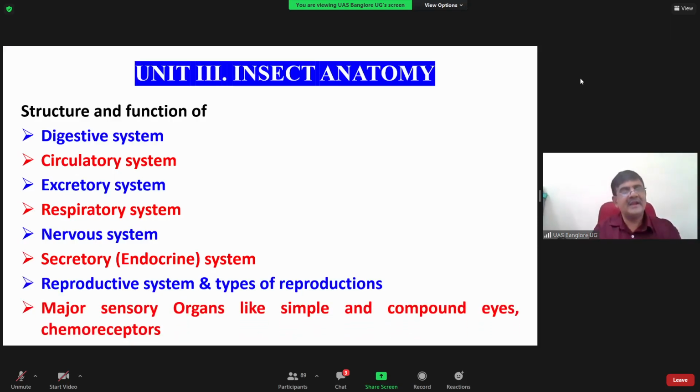And finally, under insect anatomy, we will be studying the major sensory organs like the compound eyes and chemoreceptors. So this is what we will be studying under the third unit, that is insect anatomy.